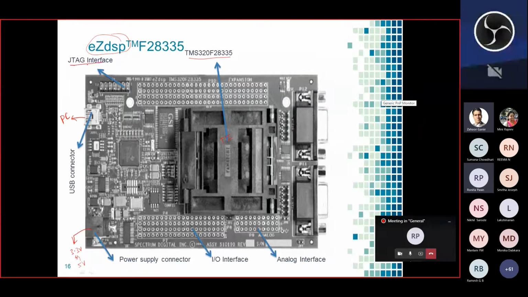And yeah, this JTAG interface is a must for any processor. This JTAG will be interfacing your PC with the processor. So it is like a medium or mediator between your PC and the processor.